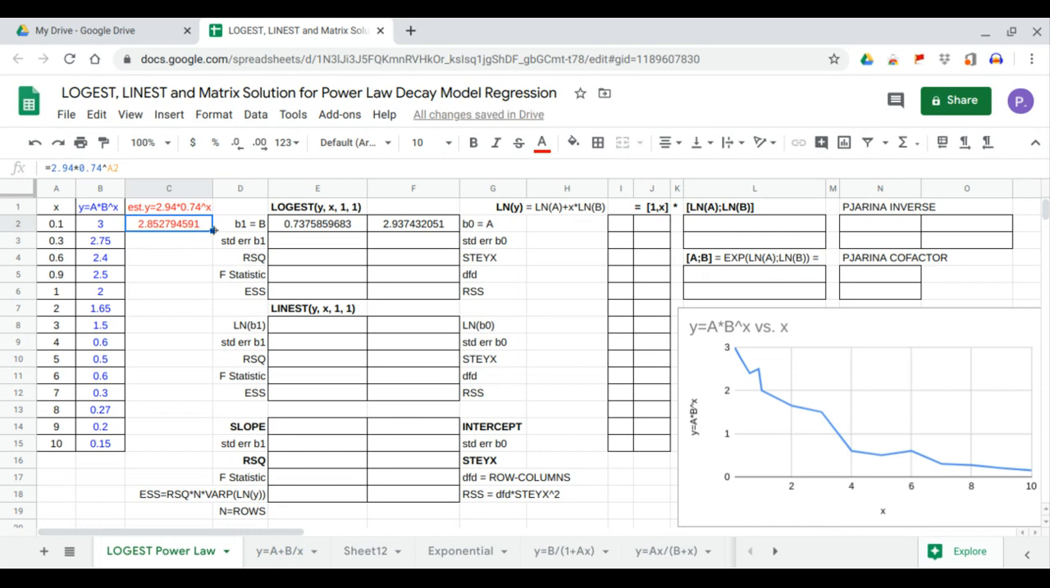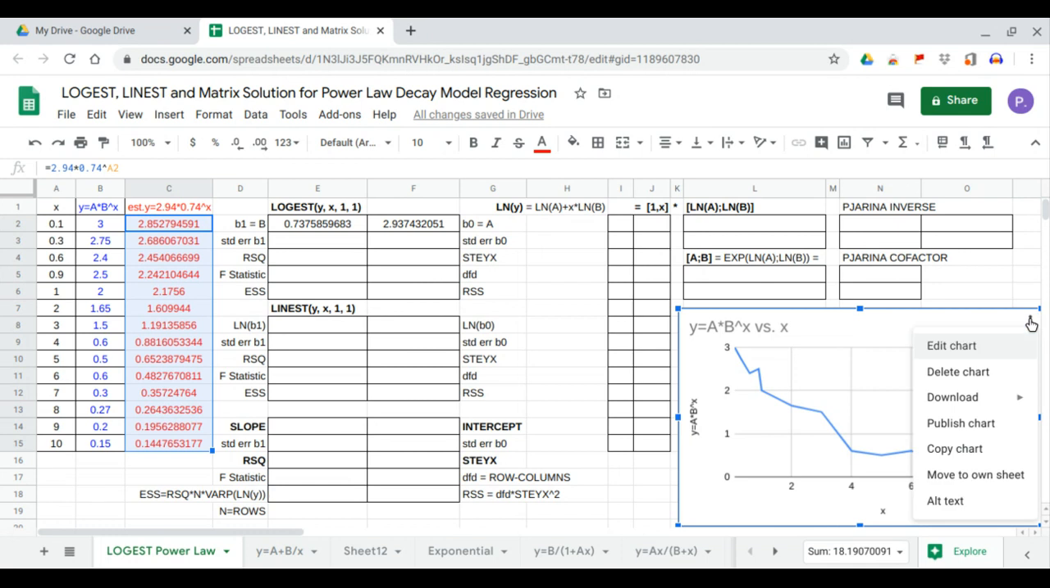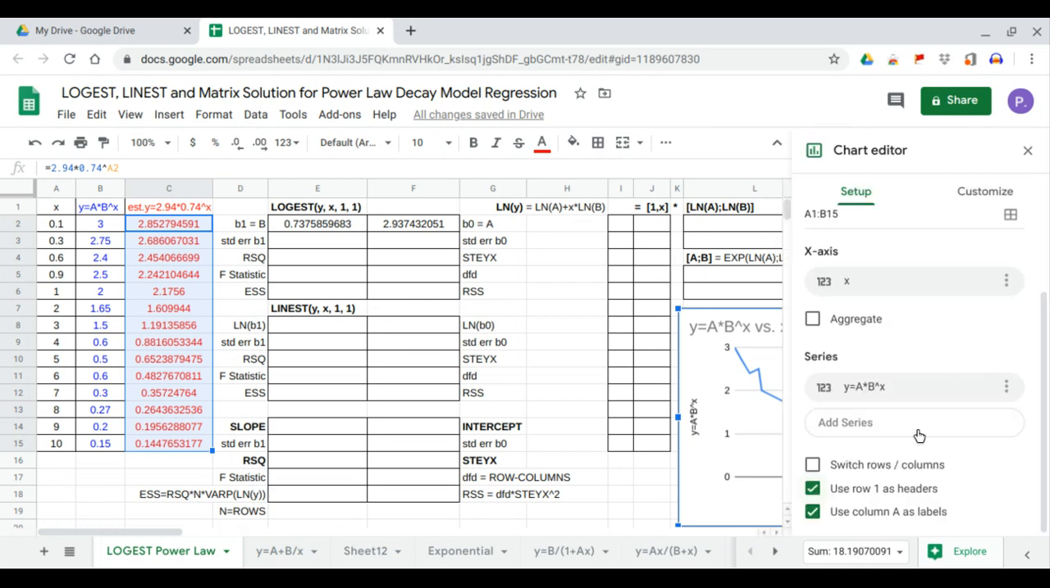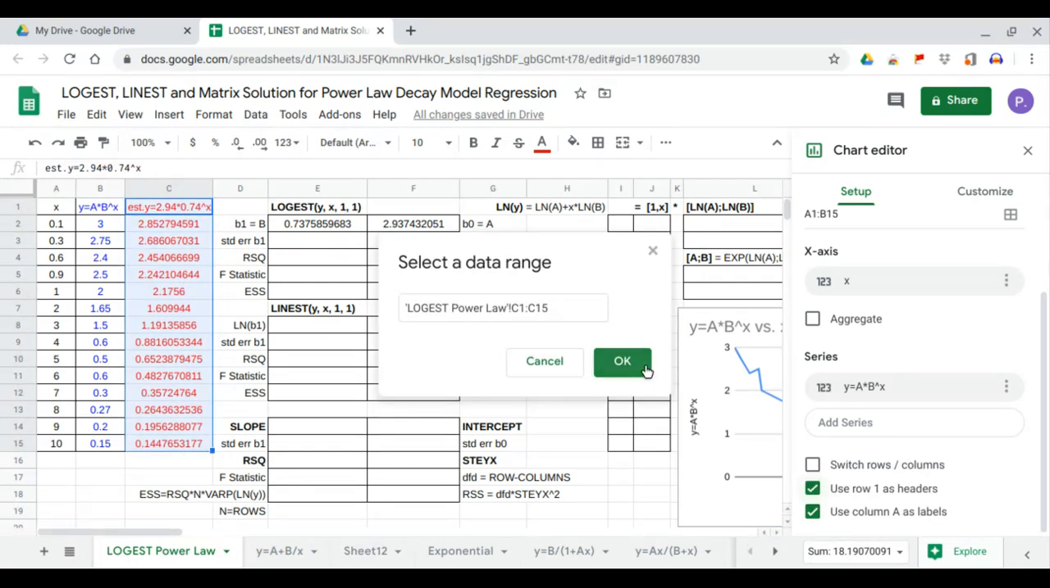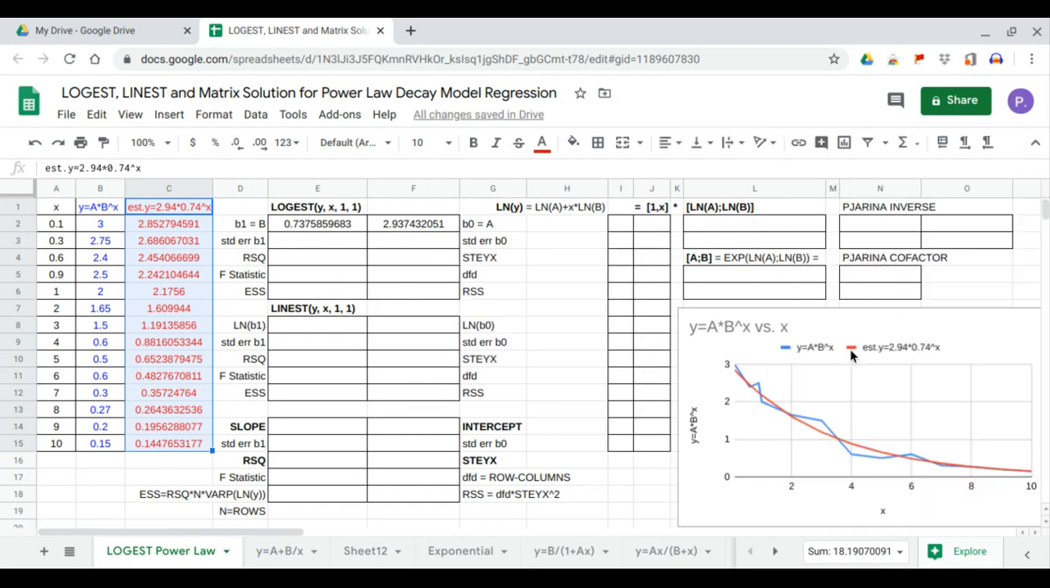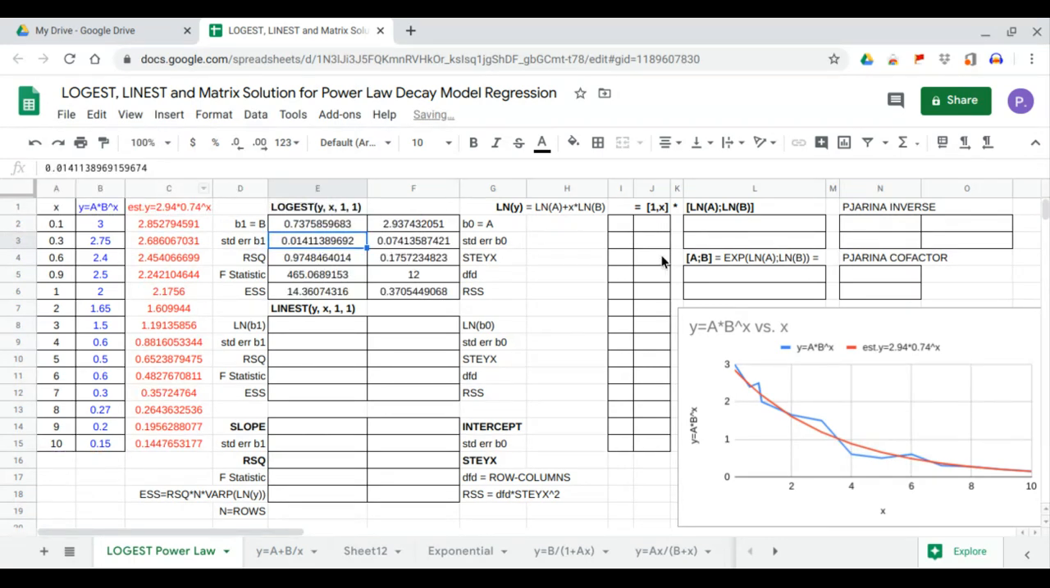And we show this estimated data set in the chart. Add a series and use this range. So this is the trend line in red, which is the estimated value of y, which is 2.94 times 0.74 to the power x. We'll complete the statistics of the LOGEST function by inserting 1, 1. So we have the 10 outputs.